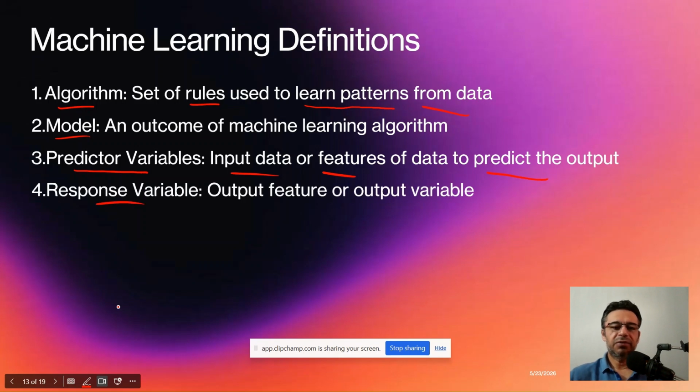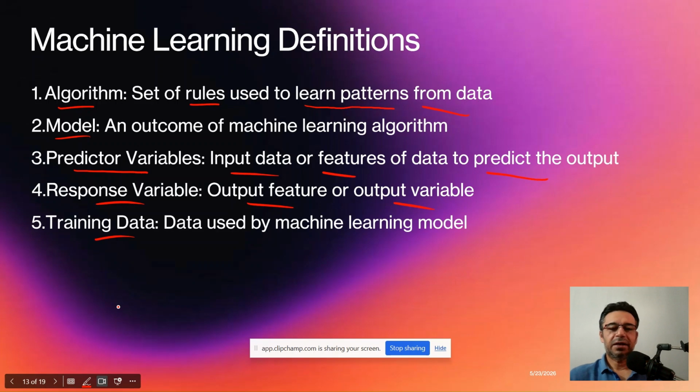Then we have the response variable. The response variable means the output. In our rain example, whether it will rain or not, the output will be yes or no. So that's the response. The response variable is the end result or the final prediction. So the output feature or the output variable is the response variable.